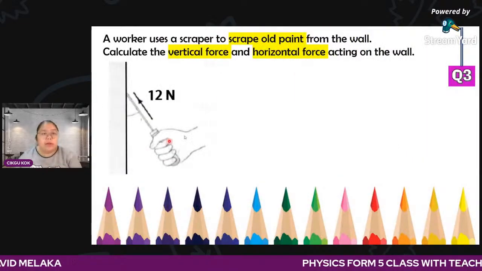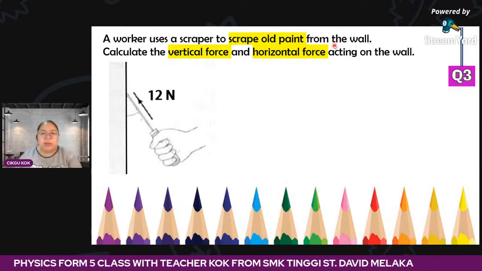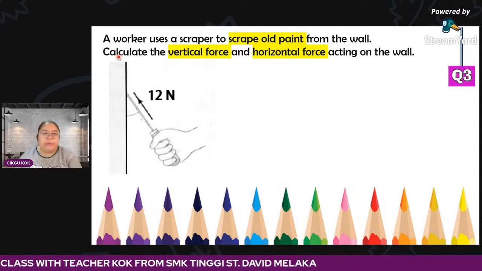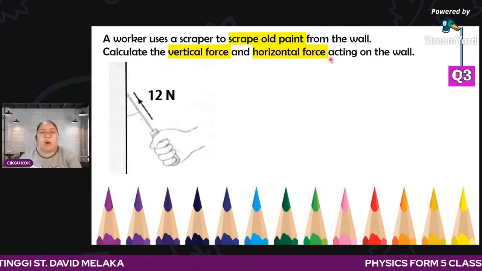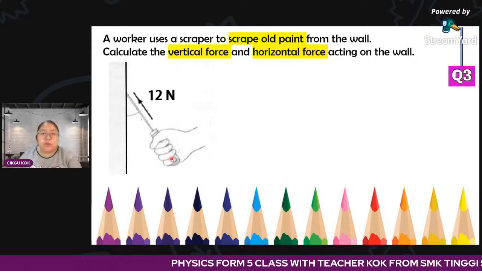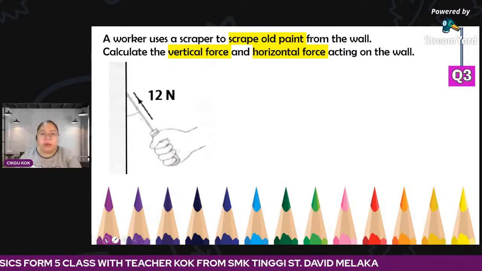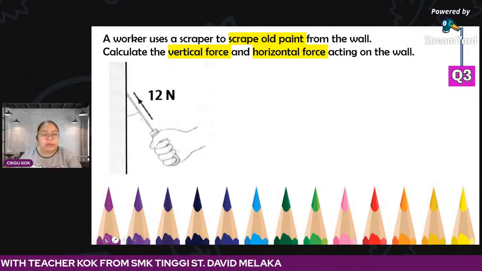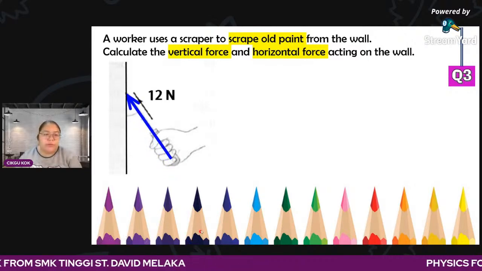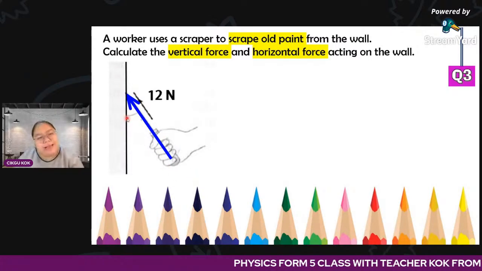Okay, question number 3. Now the worker uses a scraper to scrape it open from the wall. Now you need to calculate the vertical force and also the horizontal force. Still the same thing. Now we need to show the force. You go to scrape the wall first. The force is 12 Newton. Lisa, correct for the just now answer. Now the force is acting up. You can see the direction. So from here, the anchor is this part.